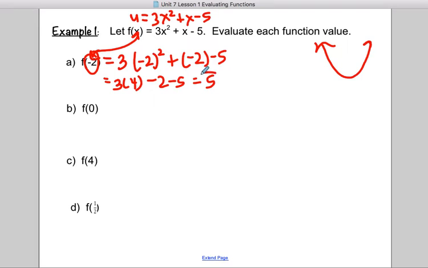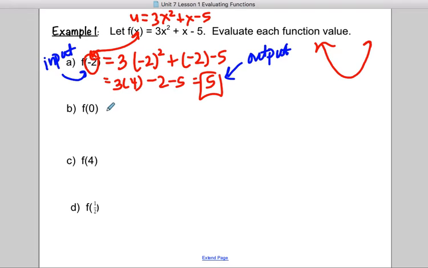Okay. So my answer would be 5. The other thing is, what I plugged in is your input. It's also your x value. And this is what we call our output, and what we got out was our y value. So input and output.